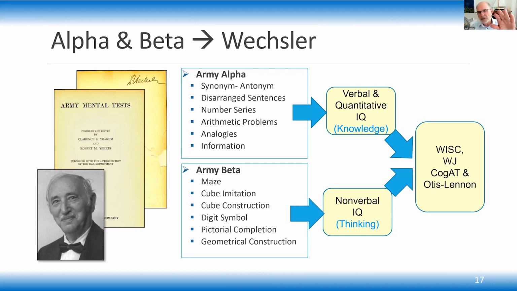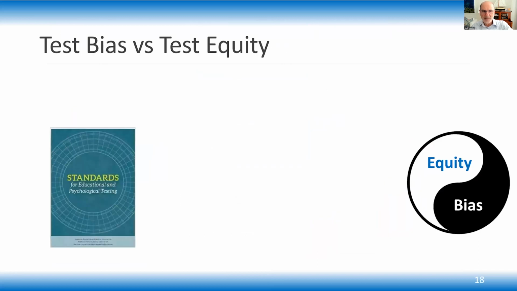That was the foundation of the WISC. And now the WISC has a lot more scales. That's because Pearson's trying to make it appeal to more people, but it's still basically the same thing that we've had since 1939. And that goes all the way back to 27 with the Army Alpha and the Army Beta. And all the tests, like the WISC and the WJ and the COGAT and the Otis Lenin and others like that, they all have this content because of this original impact.